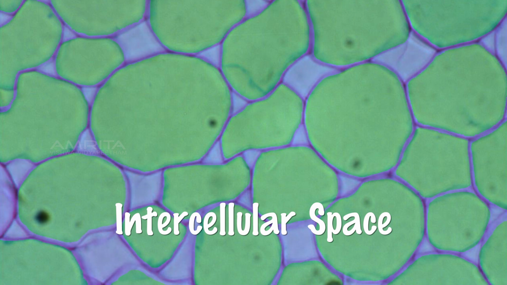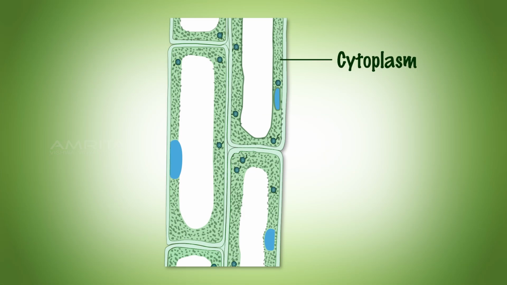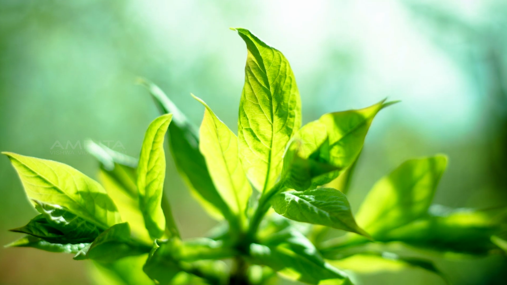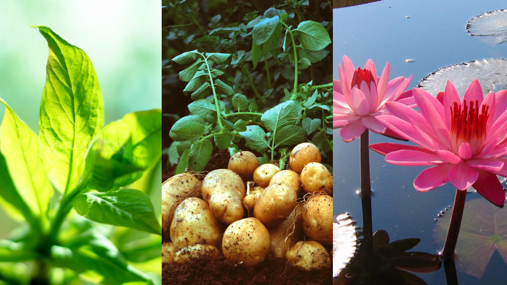Intercellular means between or among cells. The cells consist of peripheral cytoplasm and a prominent nucleus that is surrounded by a thin cell wall. Each cell has a large vacuole at the center. These cells help in photosynthesis, storage, and keep aquatic plants afloat.